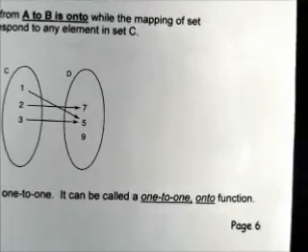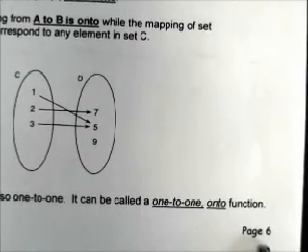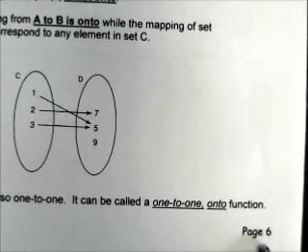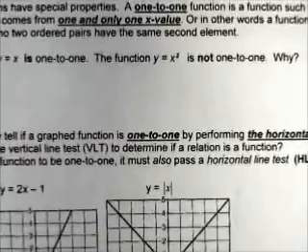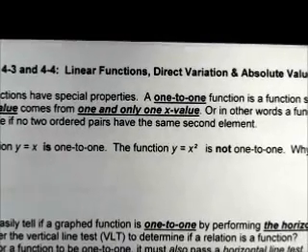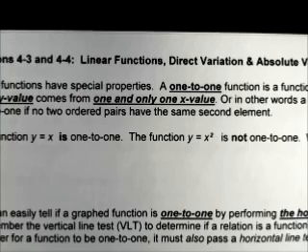Today we're starting on page 6 of our chapter 4 notes, and we're actually going to cover just pages 6 and 9. So sections 4.3 and 4.4: linear functions, direct variation, and absolute value functions. Some functions have special properties.